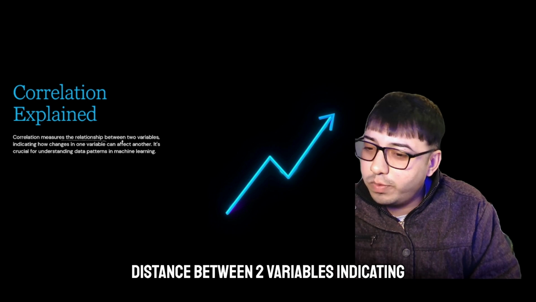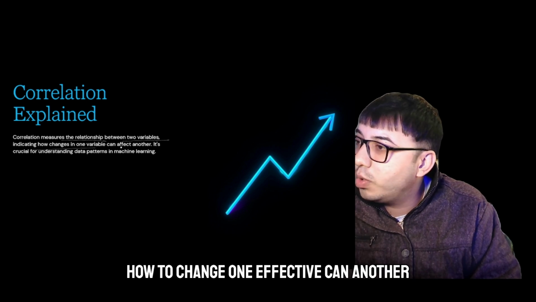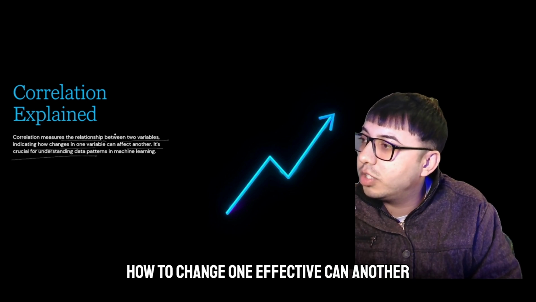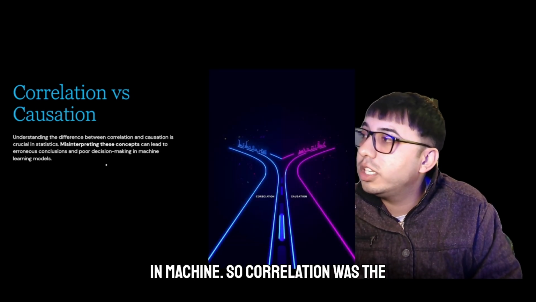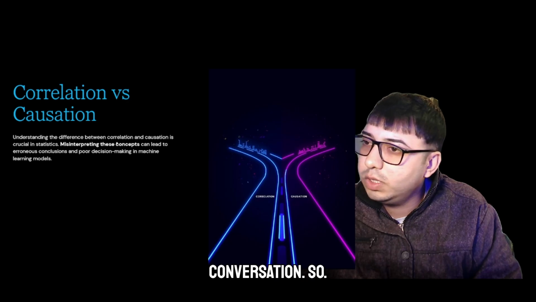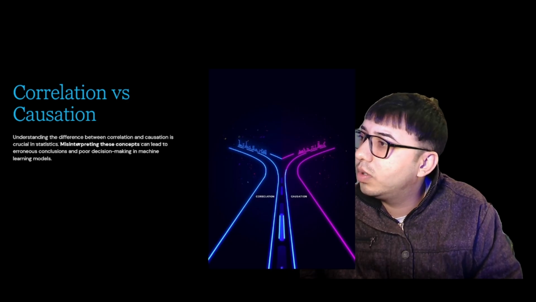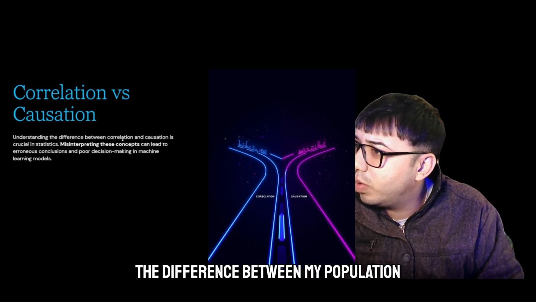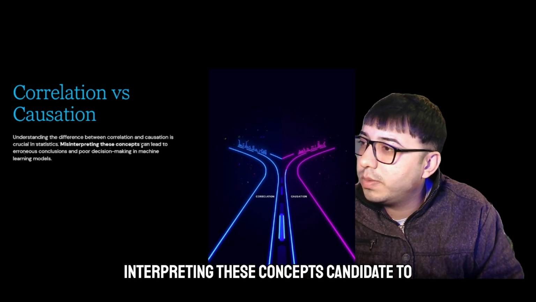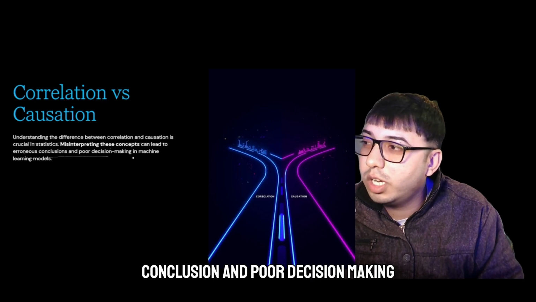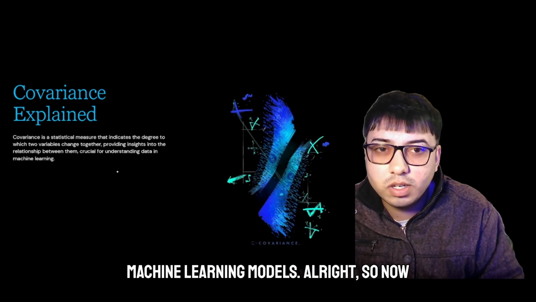So correlation measures the relationship between two variables, indicating how a change in one can affect another. It is crucial for understanding data patterns in machine learning. So correlation versus causation. The difference between correlation and causation is crucial in statistics. Misinterpreting these concepts can lead to wrong conclusions and poor decision making in machine learning models.